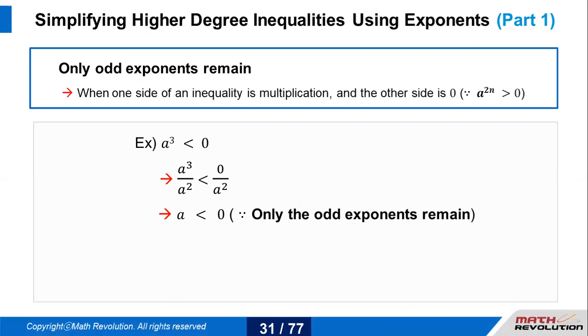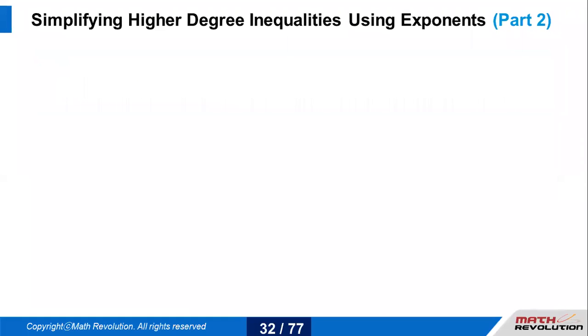You should always now get it as a less than 0, because you can divide both sides by a square, because a square won't make much effect. Odd powers always make an effect on negatives and positives, even powers don't. So a cube less than 0 means a is less than 0. That means only the odd exponent remains. Cram this rule, I will say. This will be the most applicable rule. If there is an exponential inequality, the odd exponent remains.